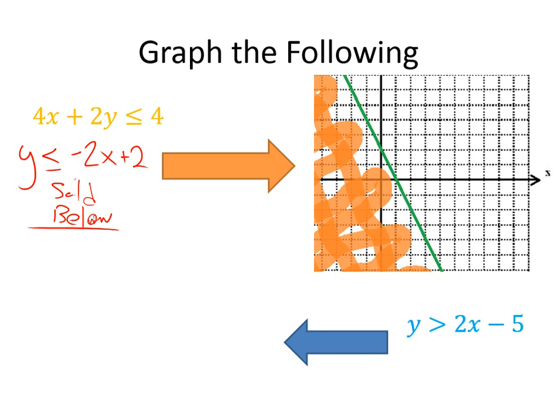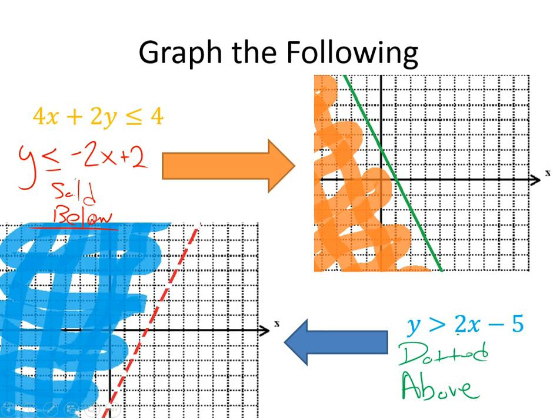Now the next one we're looking at is already in function form, so we just have to graph it. Its y-intercept is at -5, so we start at -5, we go up 2/2. Now is it solid or dotted? It is going to be dotted. And then do we shade above or below? It's going to be above because it's y is greater than. And as you see here, it's shaded above.